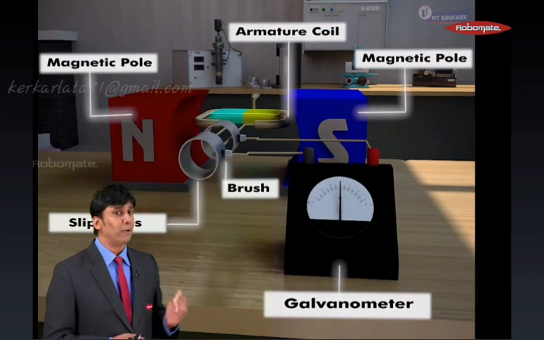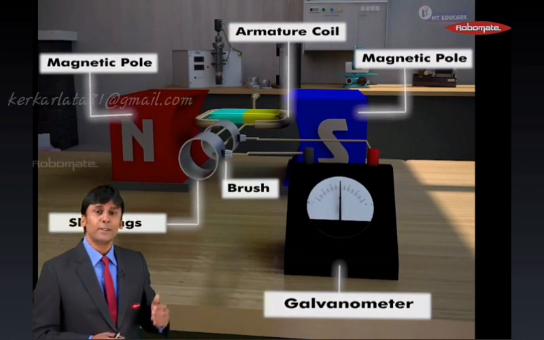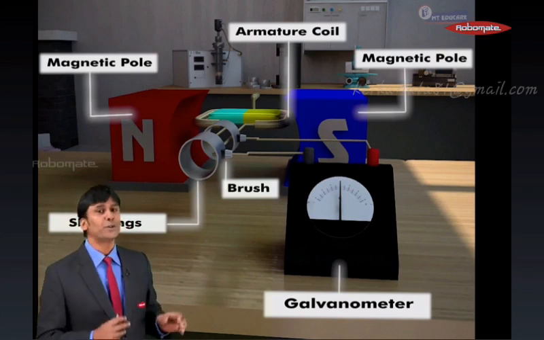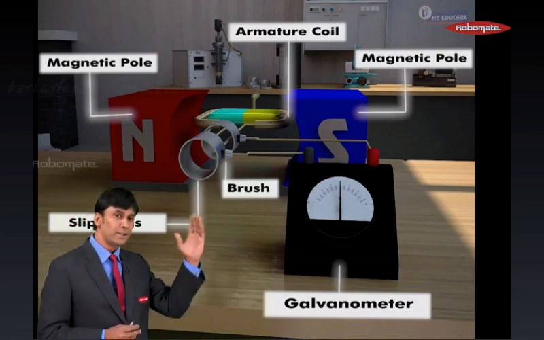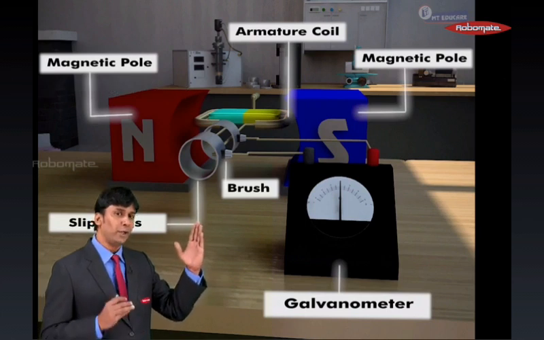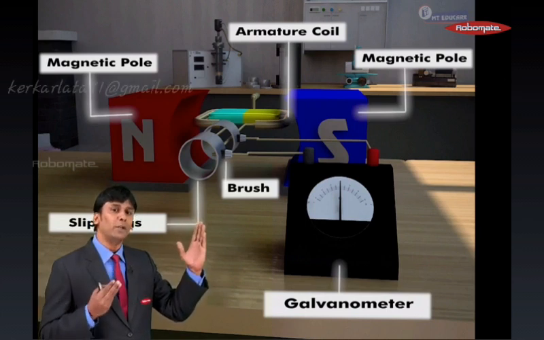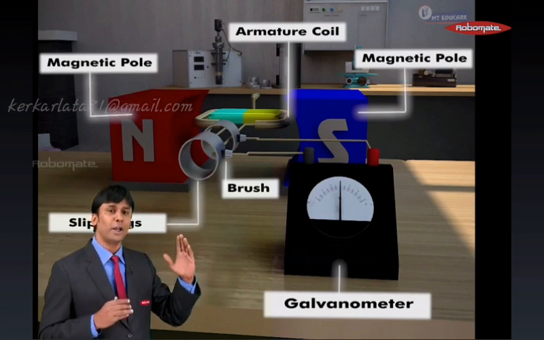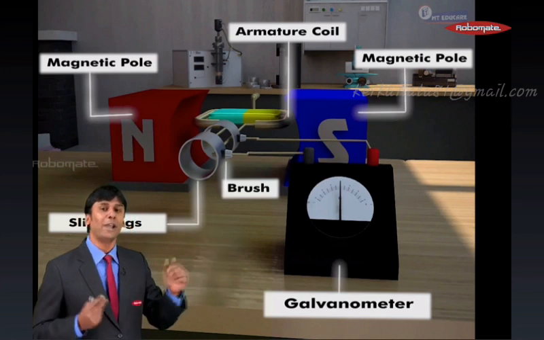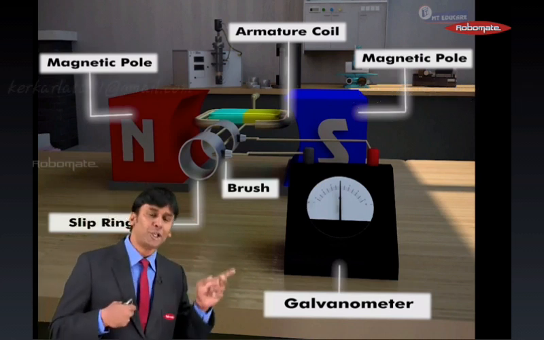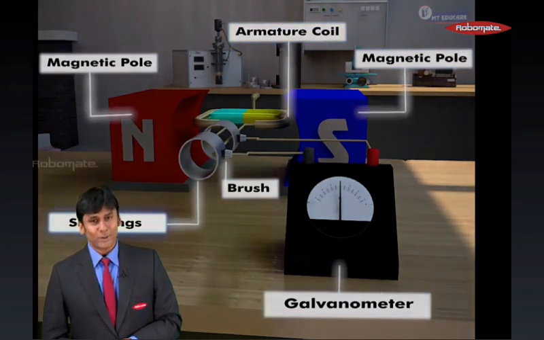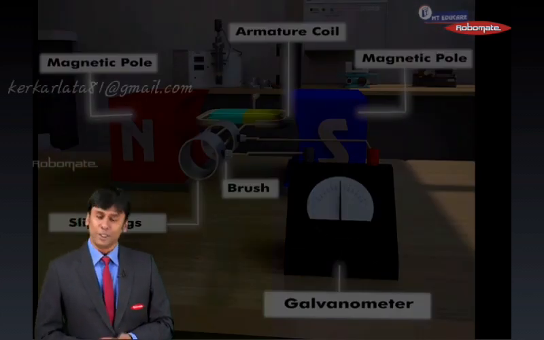Now students, what is a galvanometer? A galvanometer is a device which not only measures the current, but it also shows the direction of current. So you can see the calibration. The needle of the galvanometer is in the center. So when current flows in one particular direction, the needle will move in one direction. And when the current goes in another direction, the needle will move in another direction, thereby showing us the change in the direction of current. So this, students, was the different parts of a generator.